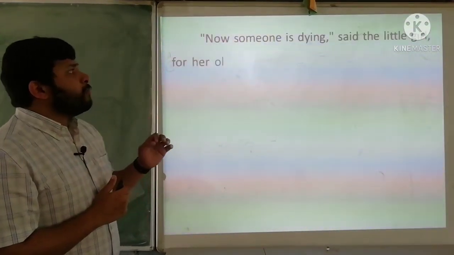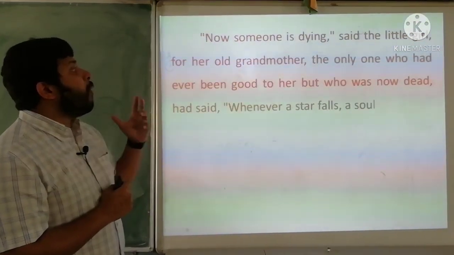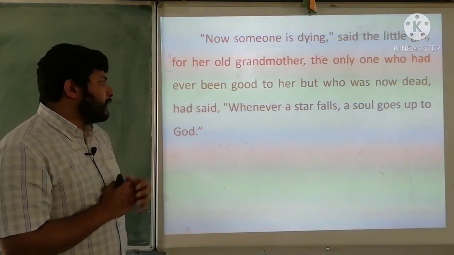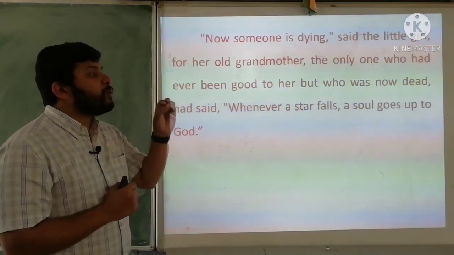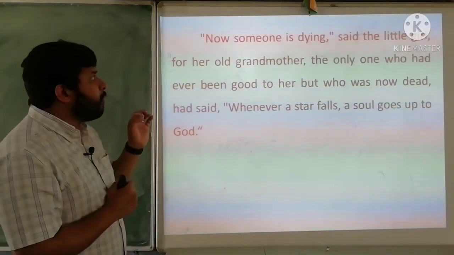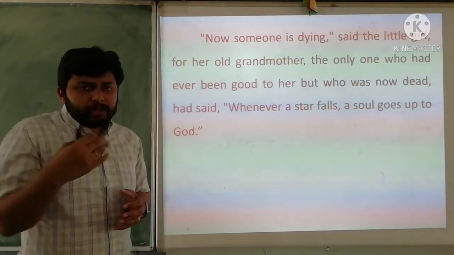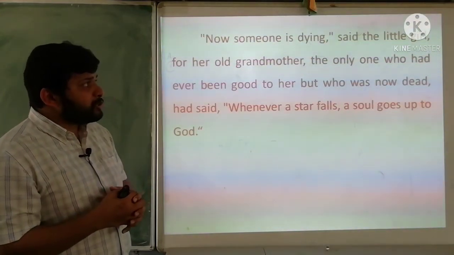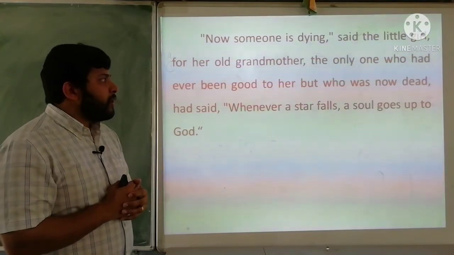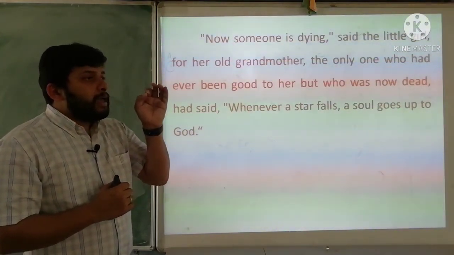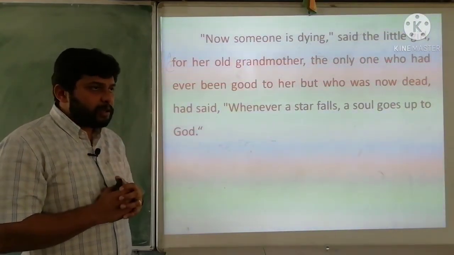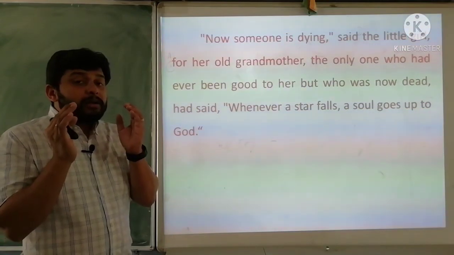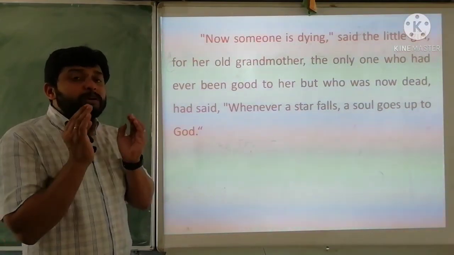Now someone is dying, said the little girl, for her old grandmother, the only one who had ever been good to her but who was now dead, had said, "Whenever a star falls, a soul goes up to God." What she told herself was, somebody is dying now. Why did she say so? Because her grandmother told her once, if a star is falling to the earth, it means someone is dying and their soul is going up to God.